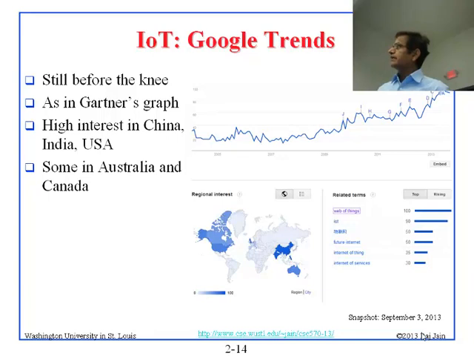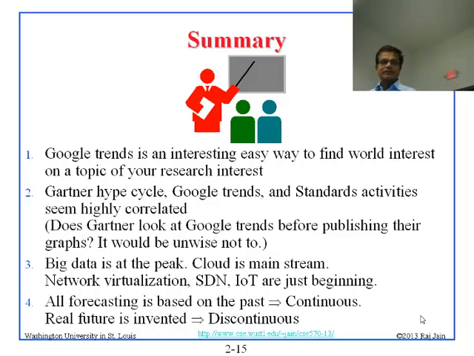But anyway, so the thing is, China is very blue, Australia is blue. Of course, you can see Russia and Canada is there, and then a little bit of Europe. And so that is where the IoT is people are interested in, right? So anyway, to summarize this, Google Trends is an interesting way to find out the world's interest on a topic of your research interest. So whatever you are working on, you want to work on something that is of interest and future interest to people. And the way you find out, very cheap, very free, basically free, is by Google Trends.